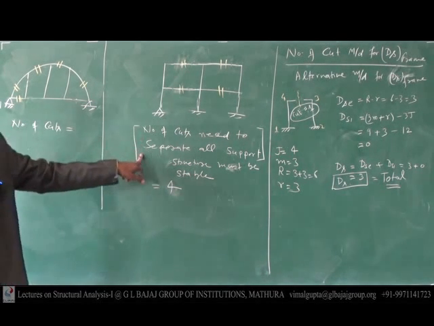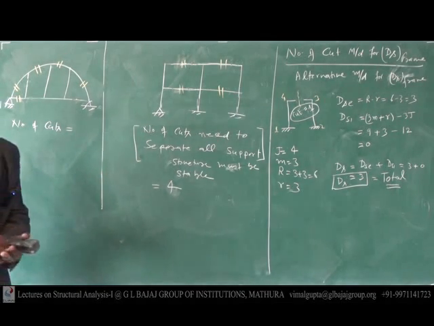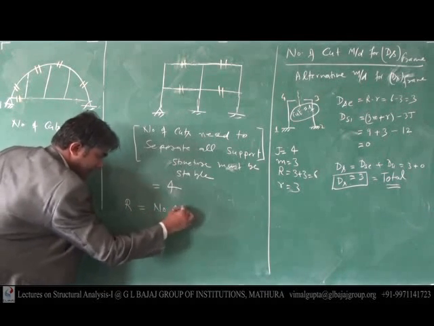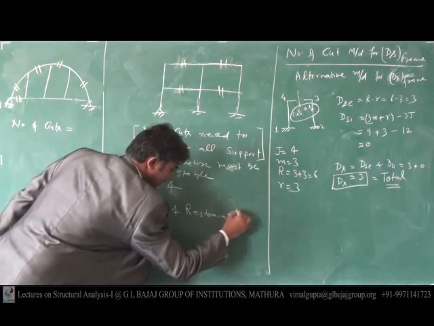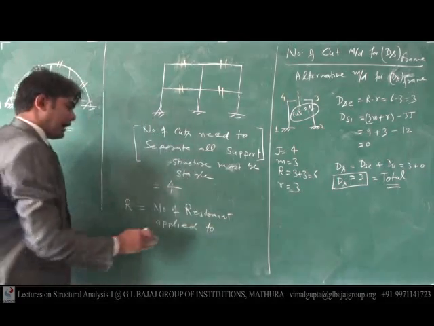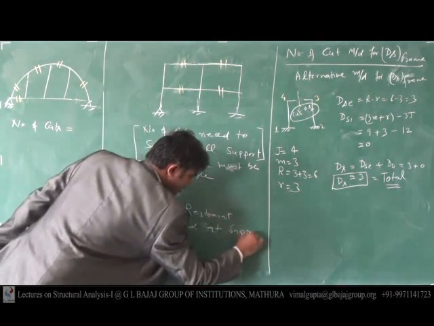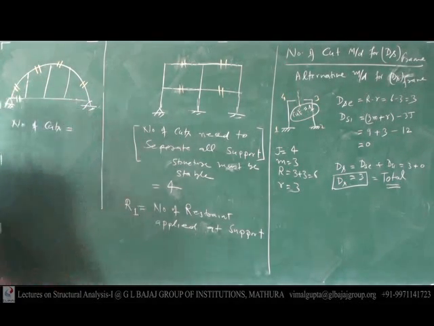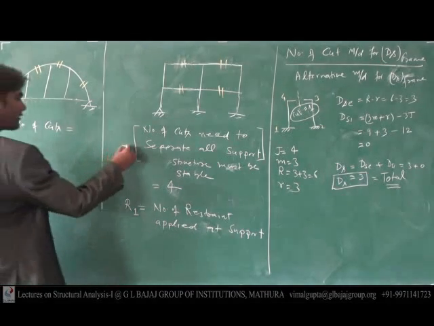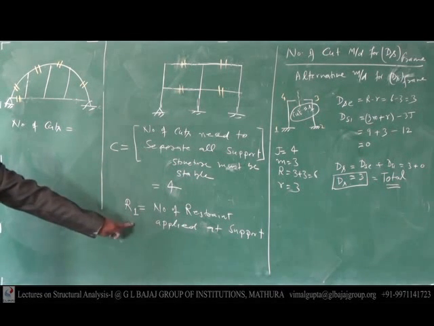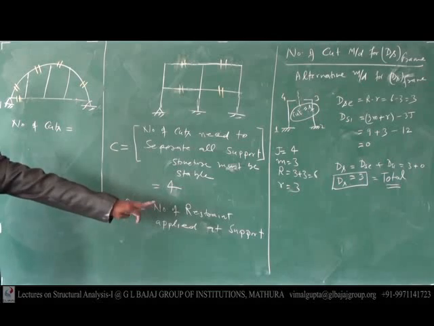So one more thing is the number of cuts, and another is R, the number of restraints applied at the support. Suppose this value is R1. And suppose the number of cuts is C. This is C, and this is the number of restraints applied at the supports.